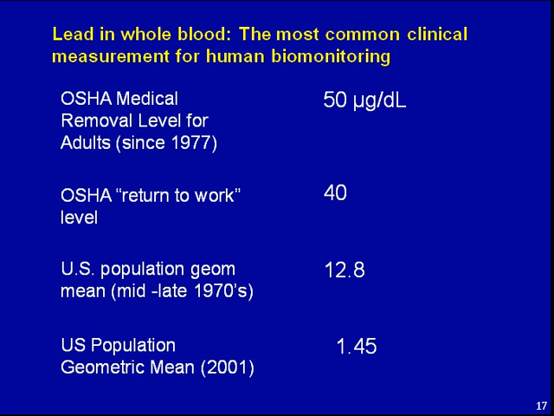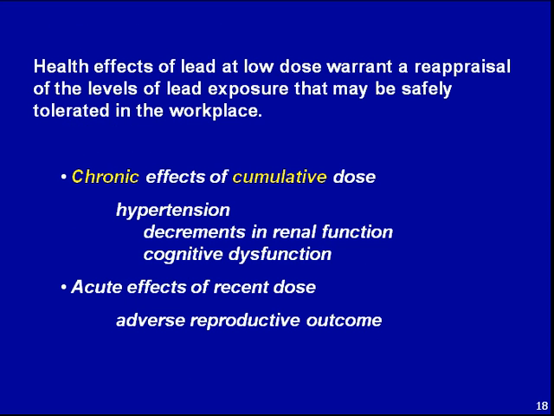And for most of the past decade, the U.S. general population blood lead expressed as a geometric mean has been just under 1.5 micrograms per deciliter. The health effects of lead at low dose that have warranted our concern for more stringent control of lead level in the workplace really focus on 2 major areas. The chronic effects of cumulative dose, those are really what I'm going to talk most about today. And in that regard, there are three major endpoints of concern.